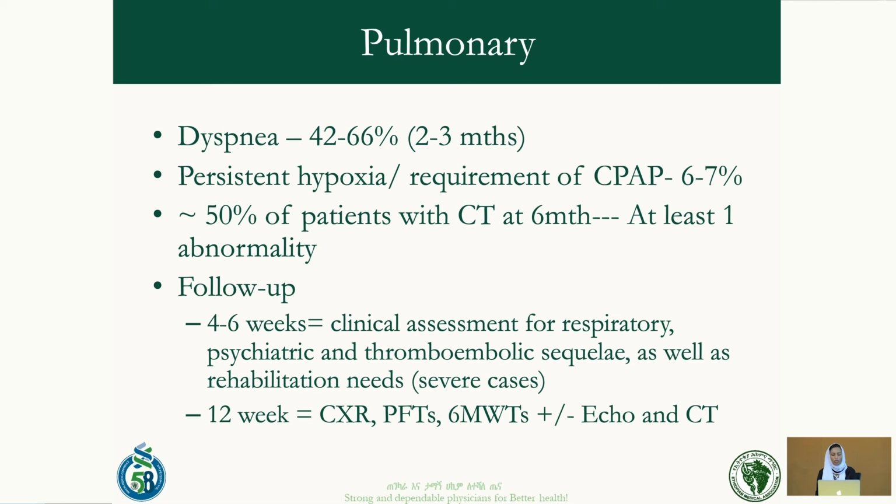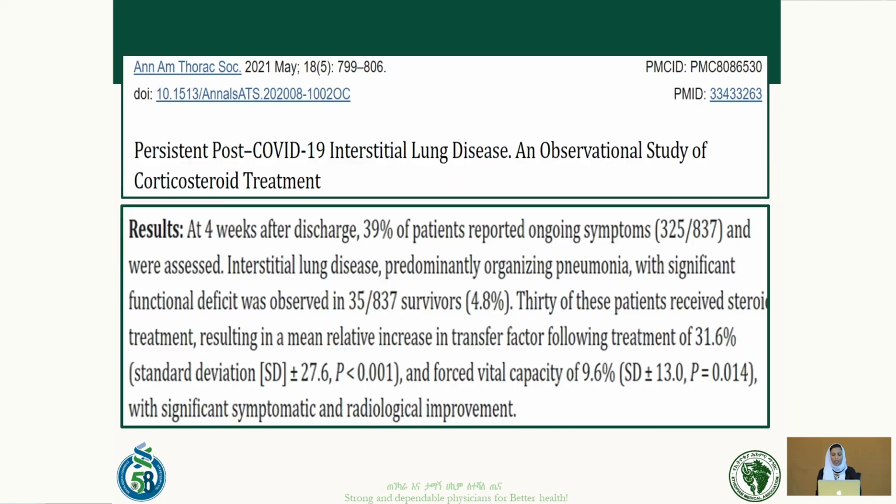So how do you follow patients who have dyspnea? At 4 to 6 weeks, you do clinical and respiratory assessment, and you make sure that this is not deconditioning. You do functional tests as well. If symptoms still persist, usually around 12 weeks based on the definition, you do further tests like chest X-ray, full pulmonary function test, and functional tests like the 6-minute walk test. Also, you rule out cardiac causes with echo, and you do a high-resolution CT scan. The commonest finding is ground glass opacities and organizing pneumonia-like features.